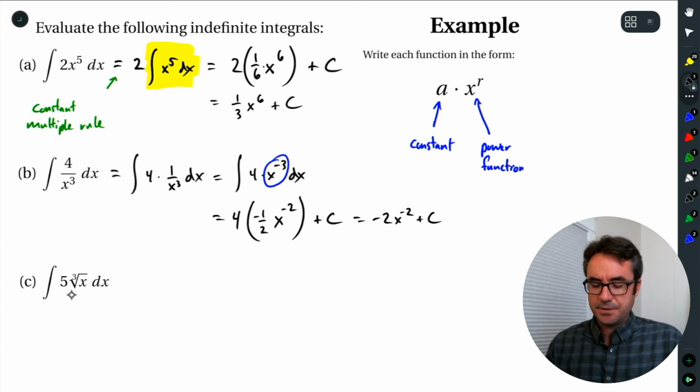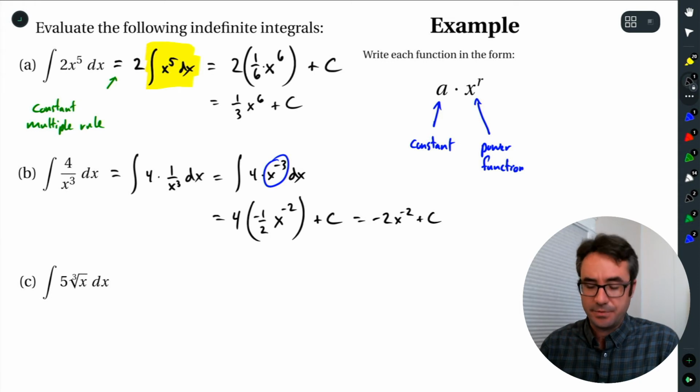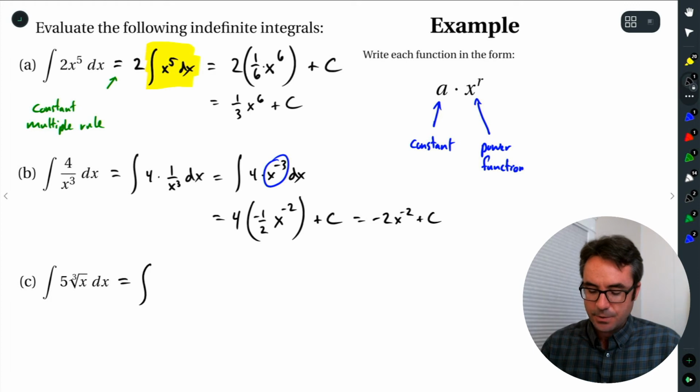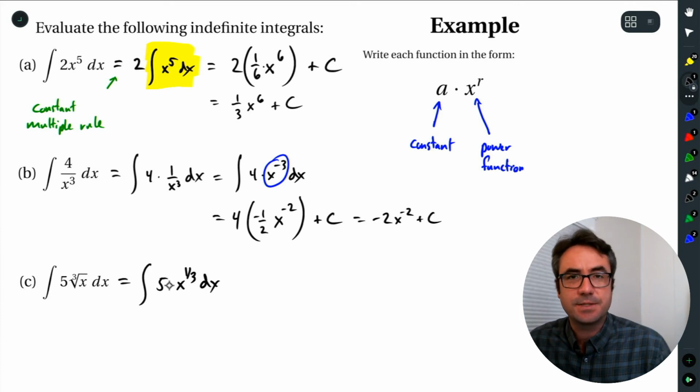All right, let's try another one. Let's do this, 5 times cube root of x. Let's find the antiderivative of this. And again, we want to try to write it as a constant times a power function. Right now it's a root function. We know what to do with root functions. Let's write that as x raised to the 1/3 power. It's the cube root. We'll write that as x raised to the 1/3 power.